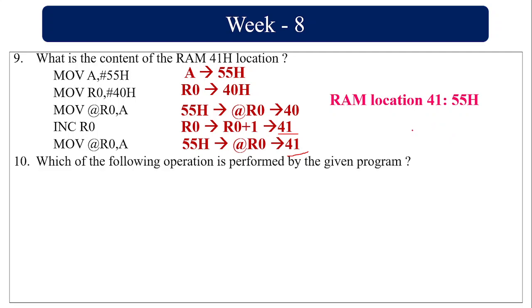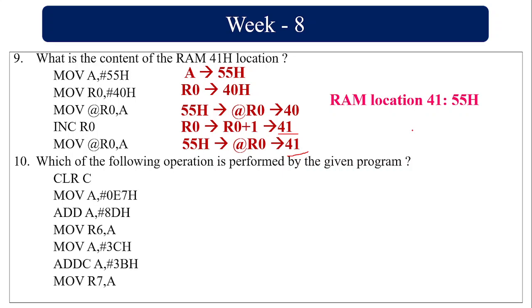Which of the following operations is performed by the given program? So here the program has been given. So clear C, move this content to your accumulator and then you are adding with it. So the content is moved to your R6. Then again 8-bit is added. So the second is added with your ADDC, add with carry, and that is moved to your R7.